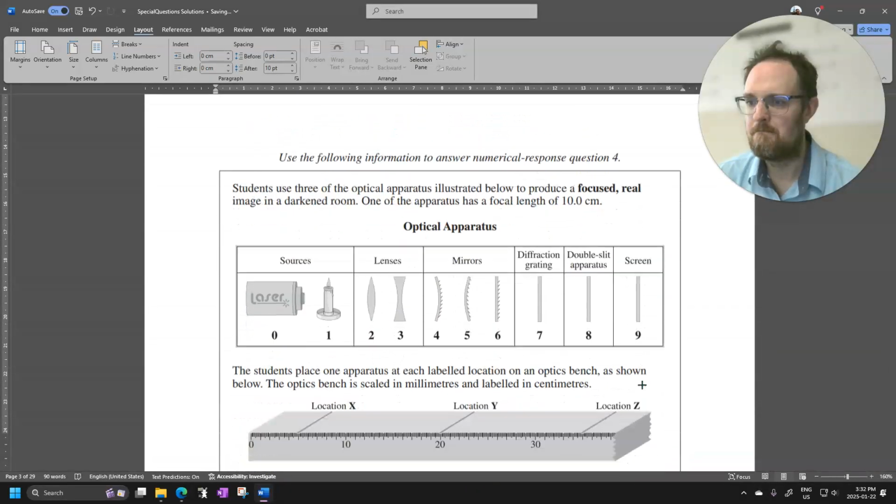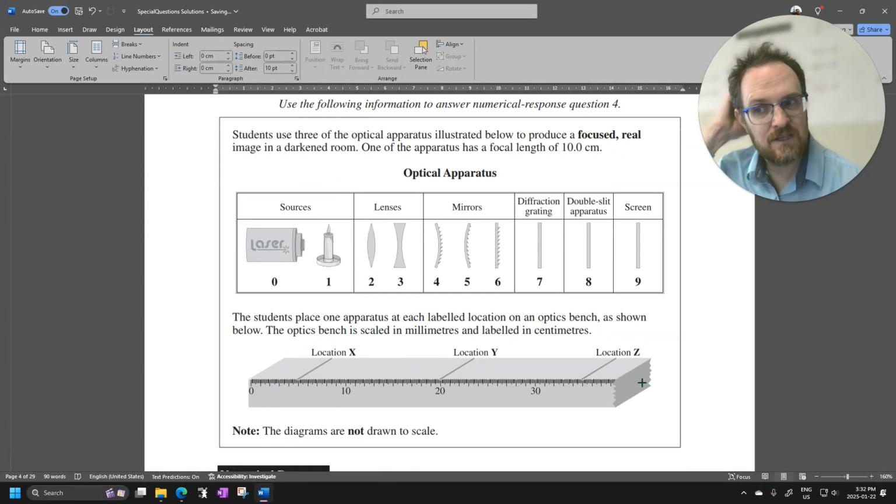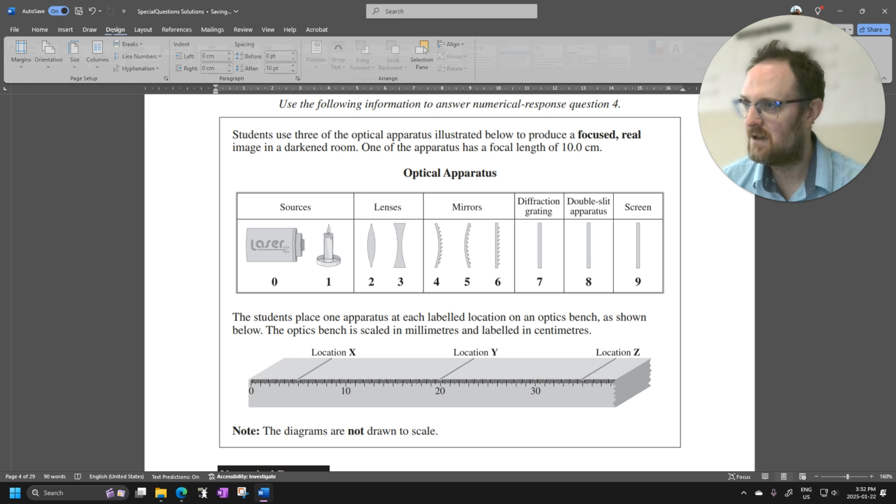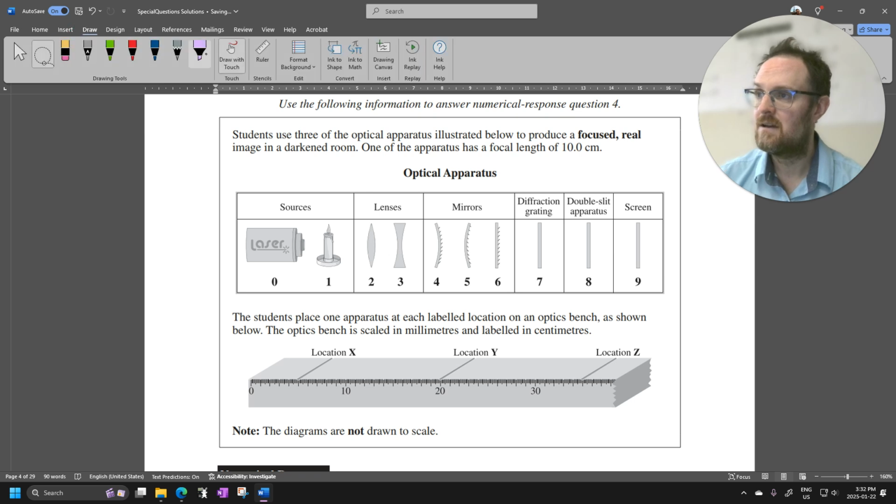Okay, there we go. All right, this is a good question. I kind of like this one. It talks about measurements and how you would set up an apparatus to get a focused image. So very key, it has to be focused. That means everything's got to be in the right position.